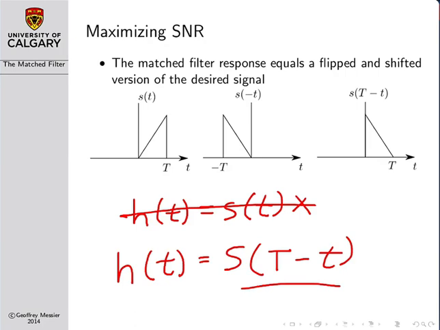So if this is s(t), let's say just for this example, it's this sort of half triangle. When we take s(minus t), all that does is flip the signal around the y-axis, take its mirror image. And then when we add T to the argument, we just delay the signal, we move the signal to the right by T. And so it's a flipped and shifted version of the desired signal.